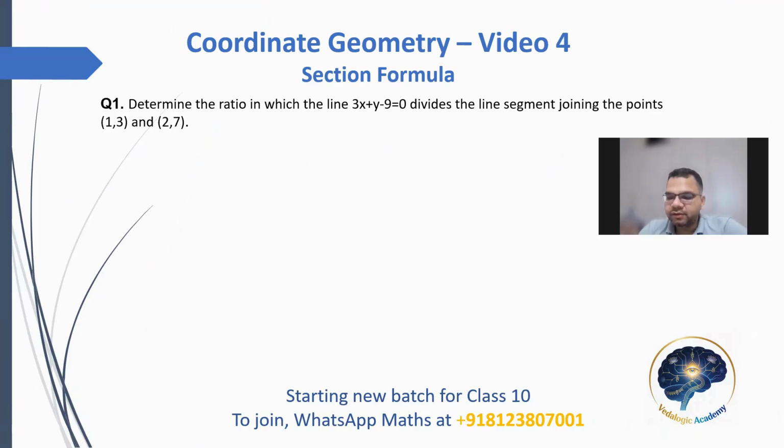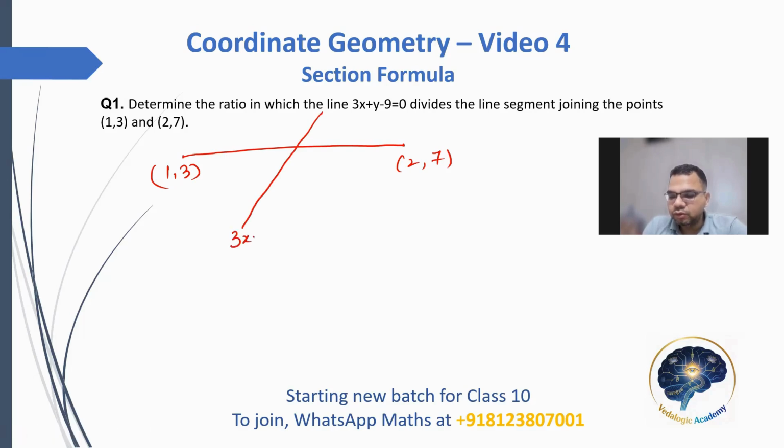So the question here is: determine the ratio in which the line 3x plus y minus 9 equals 0 divides the line segment joining the points 1 comma 3 and 2 comma 7. So let's say that there is a point 1 comma 3 and there is another point 2 comma 7. There is a line joining them, and there is another line which is passing through the line joining them, which is 3x plus y minus 9 equals 0. So we have to find out this particular point, which is, let's say, x. Let's say that the ratio here is lambda is to 1.